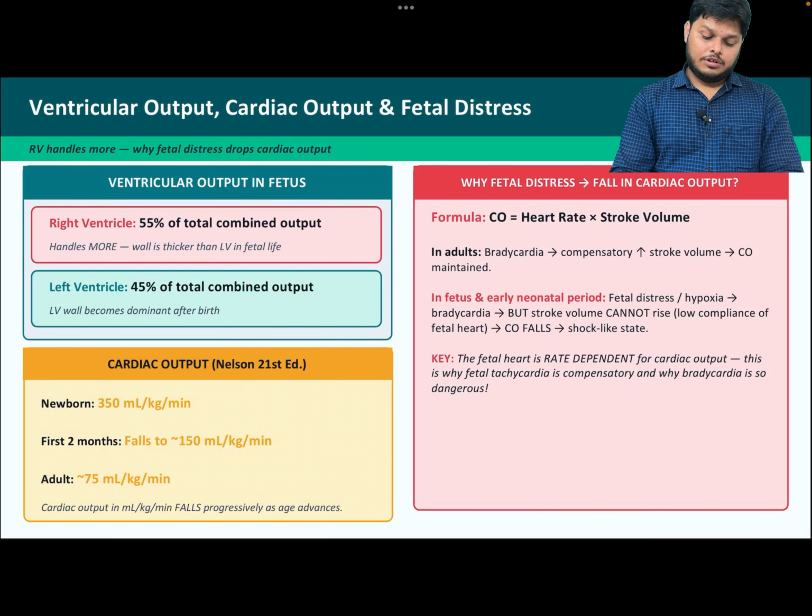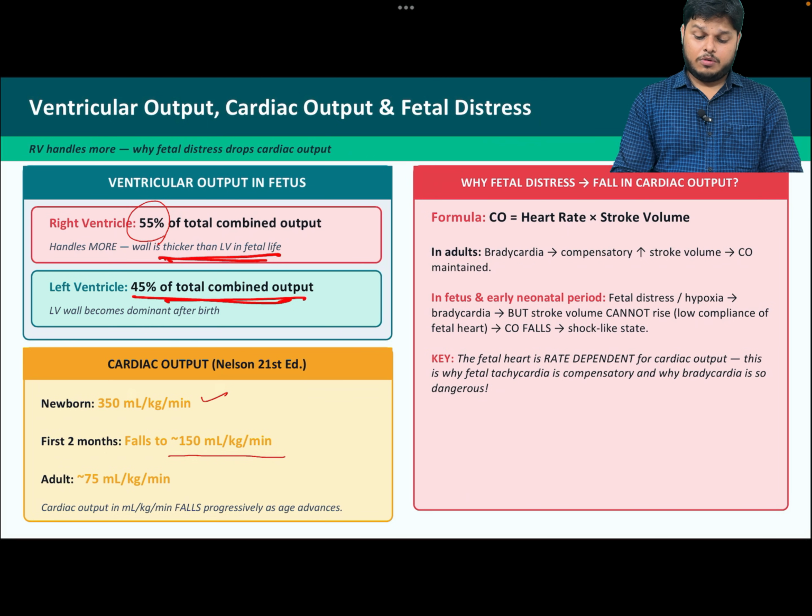Then ventricular output in fetus: the right ventricle pumps 55% of the total cardiac output, handles more, so its walls are thicker than the left ventricle. As I said, the left ventricle pumps 45% of the total cardiac output. Cardiac output in the newborn is 350 ml per kg per minute. In the first 2 months it falls to 150 ml per kg per minute, and in the adult 75 to 80 ml per kg per minute.